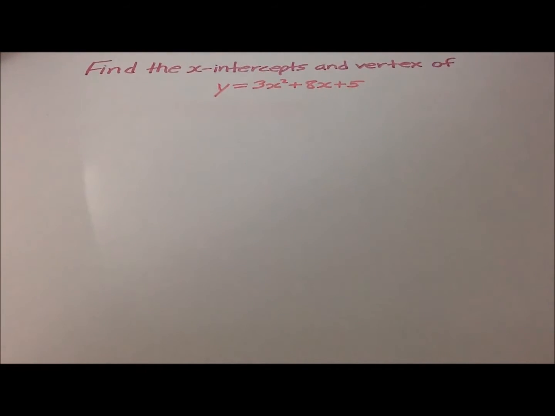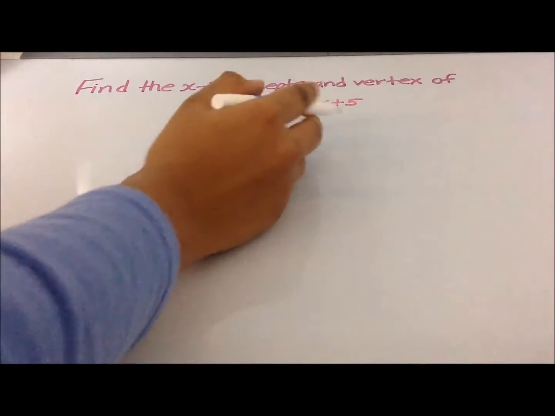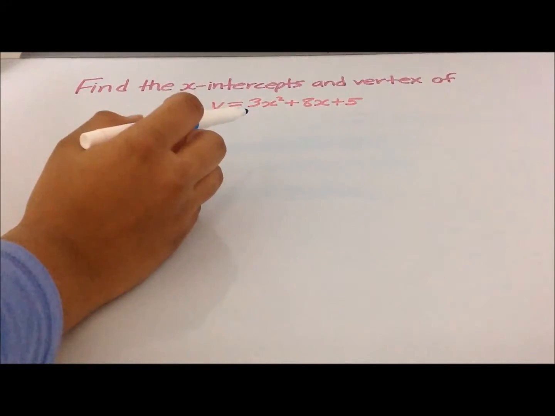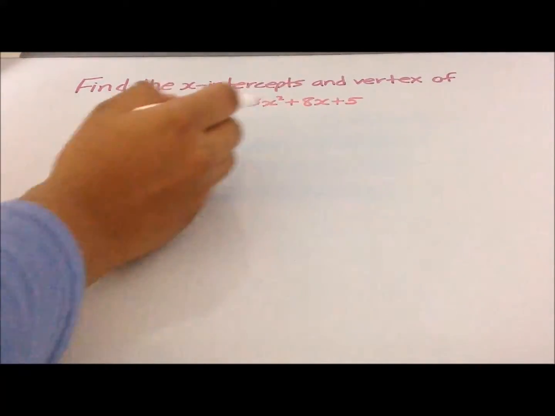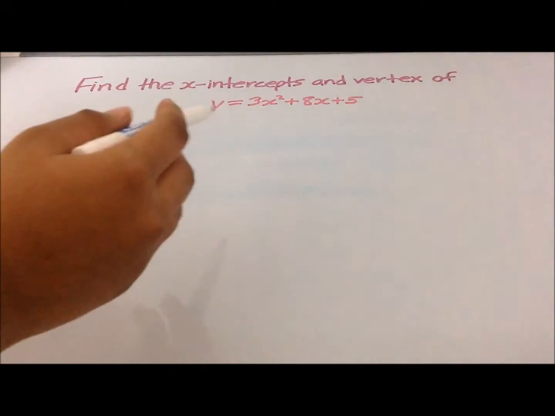In this video, you will learn how to find the x-intercepts and vertex of a parabola in factored form. So in order to find the x-intercepts, first we have to factor this equation. So if we multiply 5 with 3, we get 15. Now we have to figure out what two numbers have a sum of 8 and a product of 15. If we multiply 5 and 3, we can get both of those numbers.